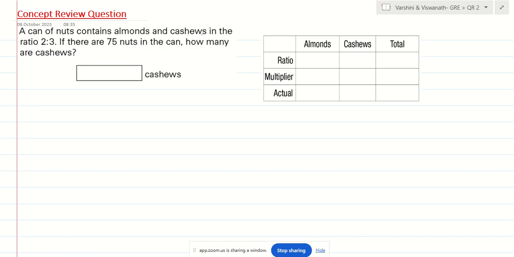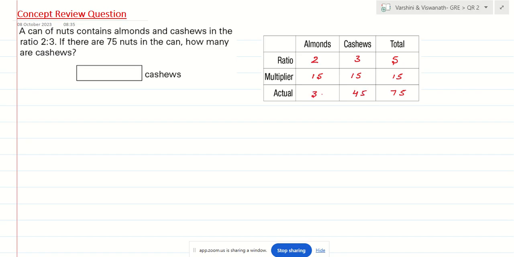Now, this question is slightly different. A can of nuts contains almonds and cashews. The ratio given is 2:3, almonds to cashews. The total is 5. There are 75 nuts in the can, so the actual total given is 75. What is the common multiplier here? 15. Correct? So I'll get 45 here.